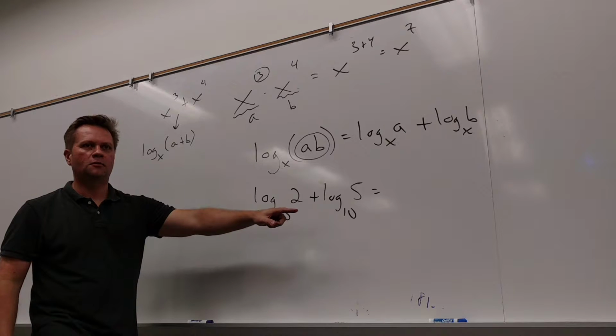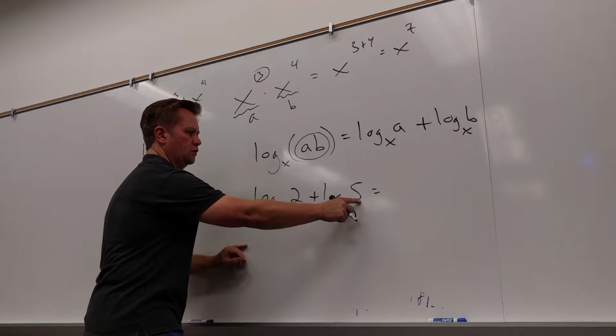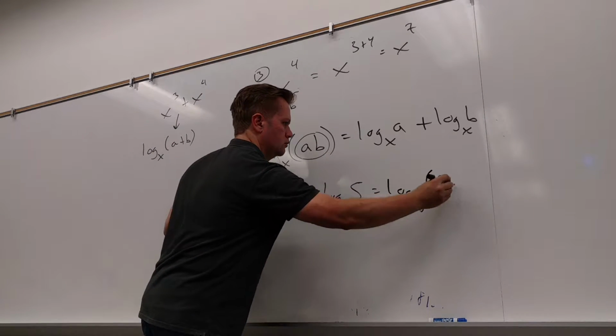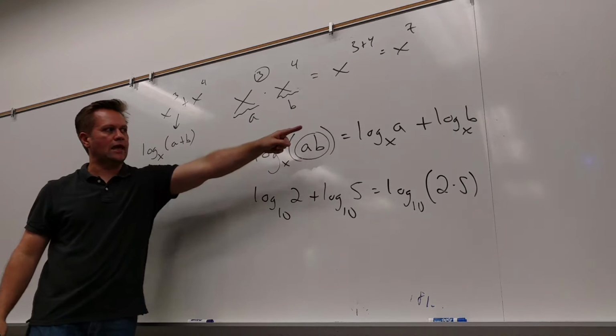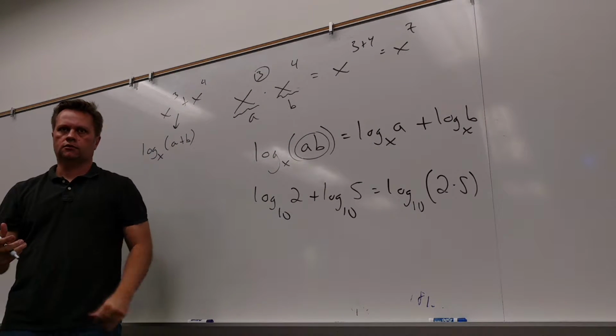But what does the property say I can do? When do I add powers? These must have been doing what? Multiplying. So this is log base 10 of 2 times 5. All right, let me stop there for a second. That's that property in reverse, right? Because math goes both ways.